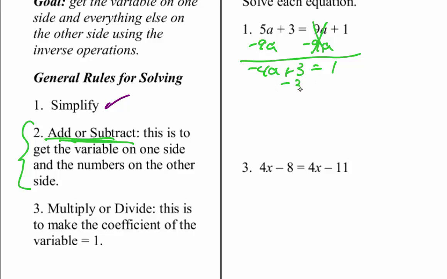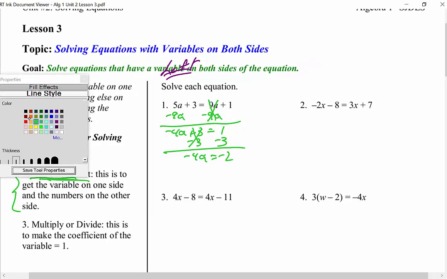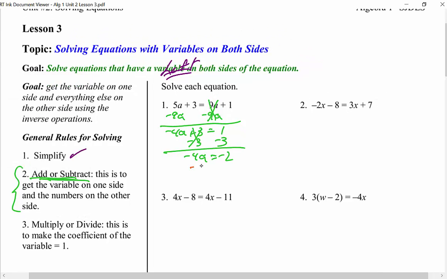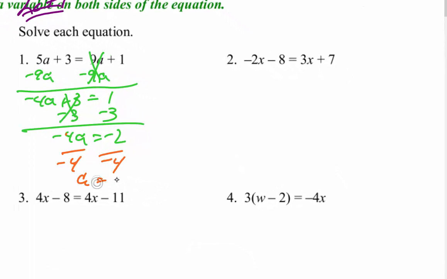So now I'm going to subtract 3 from both sides. 3 minus 3 is 0. So that's negative 4a equals 1 minus 3, which is negative 2. I have the a's on one side all by themselves and the constants on the other. So now we multiply or divide. So we divide by negative 4. Negative 4 divided by negative 4 is 1. So this is just a equals negative divided by negative is a positive 2/4, which is 1/2.